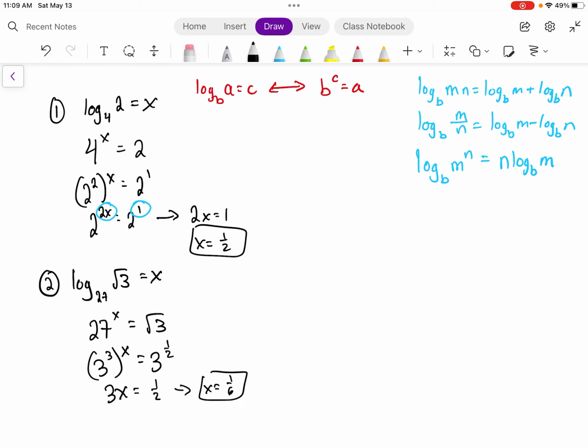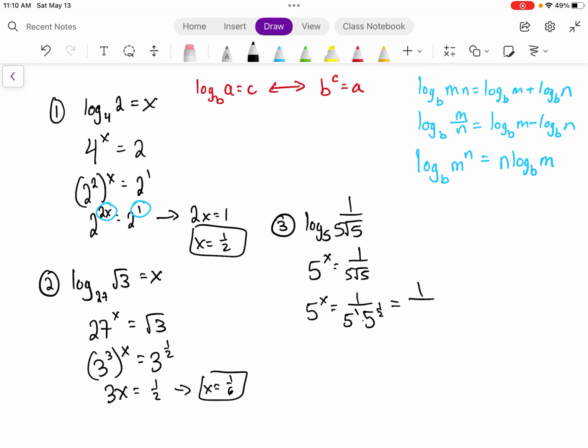Here's a half. Let's walk through number 3 over here. That's log base 5 of 1 over 5 root 5. Well, that means 5 to the x equals 1 over 5 root 5. And quite clearly, we're going to want to write everything in terms of 5. So we have 5 to the x. And then what is this thing really? This is 1 over 5 to the first times 5 to the 1 half. Well, that's just 1 over 5 to the 3 halves, because we would add.